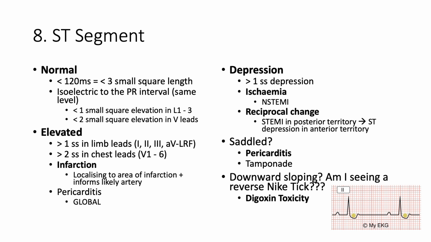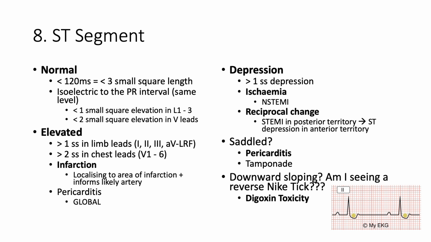You can get ST depression, where you're looking for more than 1 small square of depression, which will probably be very similar in the chest versus the arms. But that can be a sign of early ischemia or a non-STEMI, or it can be a reciprocal change. So if you have a posterior AMI or STEMI, then you will see some anterior depression.